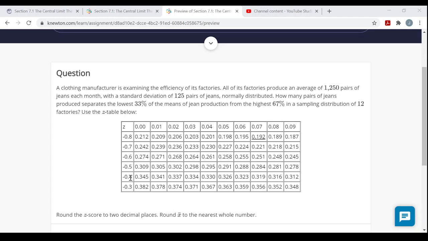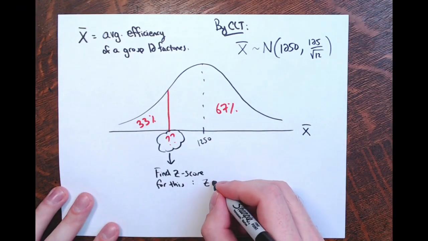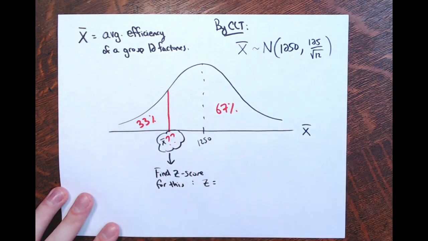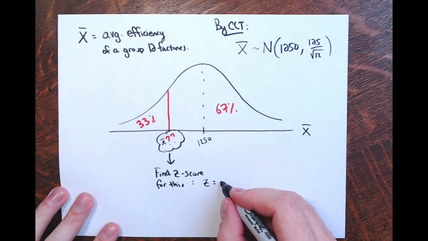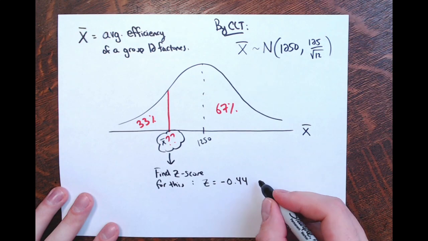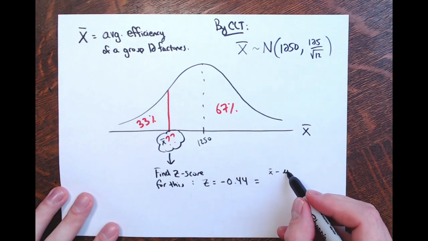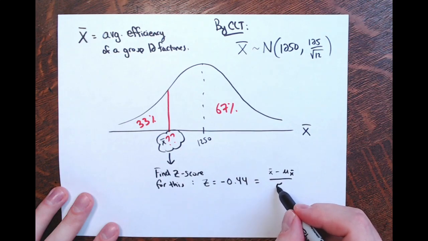And that would be the z-score of negative 0.44, right? If I look at those two columns, that row in this column with the 0.33 in line. So the z-score for that value, this is some sort of x-bar that I don't know, is negative 0.44. And I'm going to use a formula, right? It's x-bar minus the mean of the x-bars divided by the standard deviation of the x-bars.